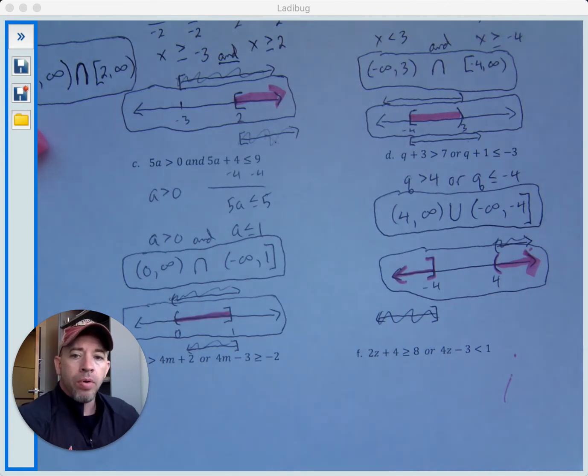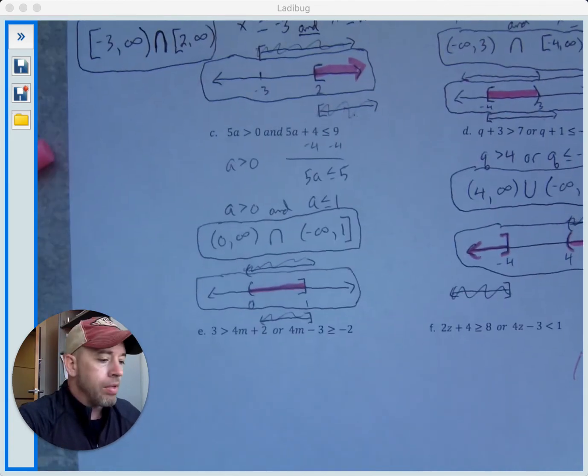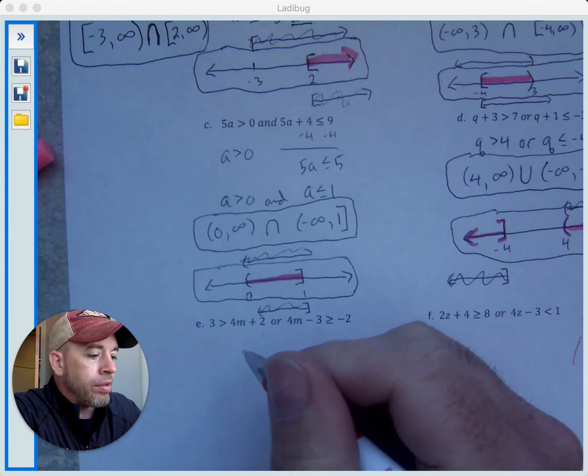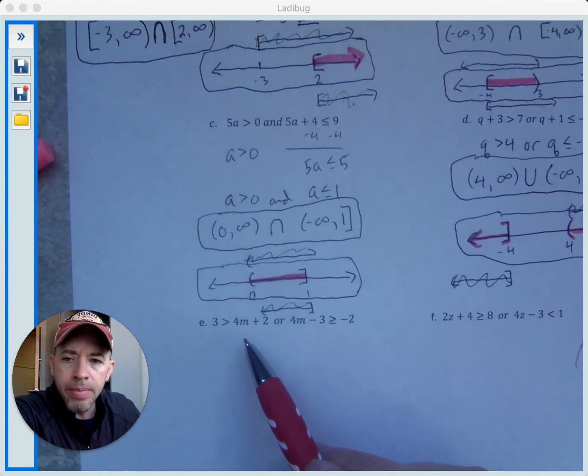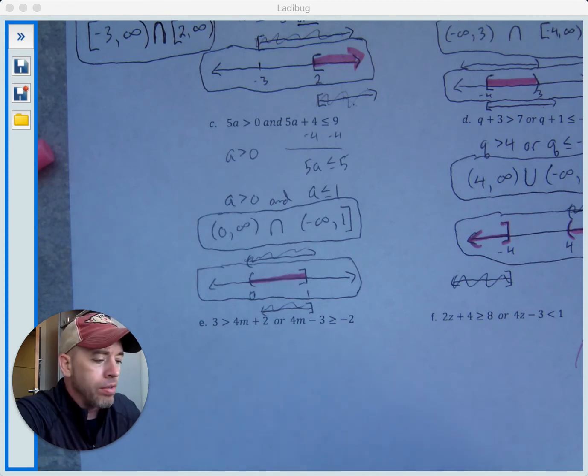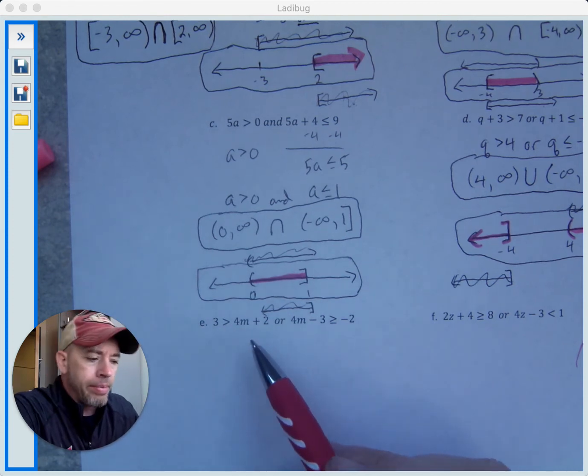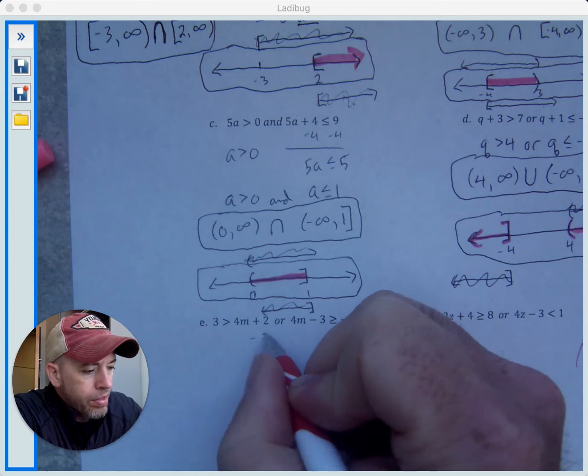Alright, we have two more ors to look at. We have 3 is greater than 4m plus 2. Again, I like my variables on the left, which makes this one a little tricky, but maybe I'll do something else, which I could show you. Since the variable's already on the right, I'm going to leave it on the right this time for now.